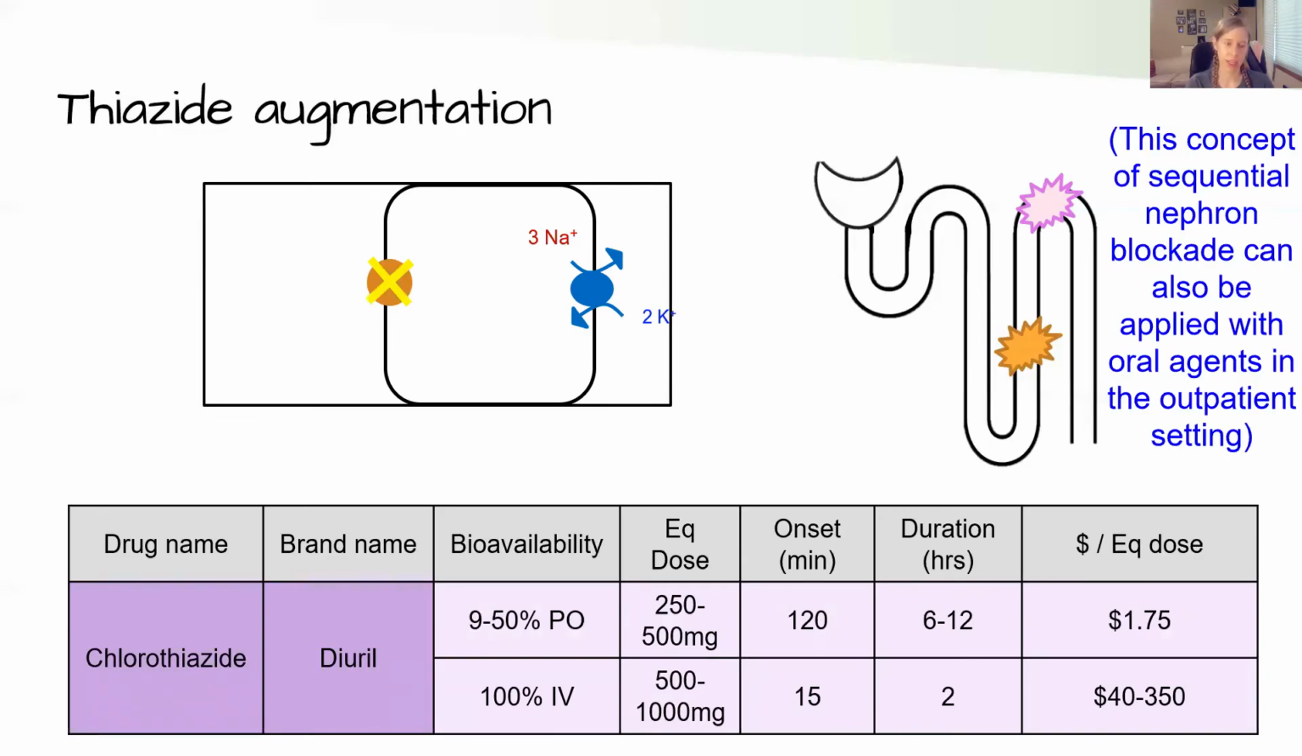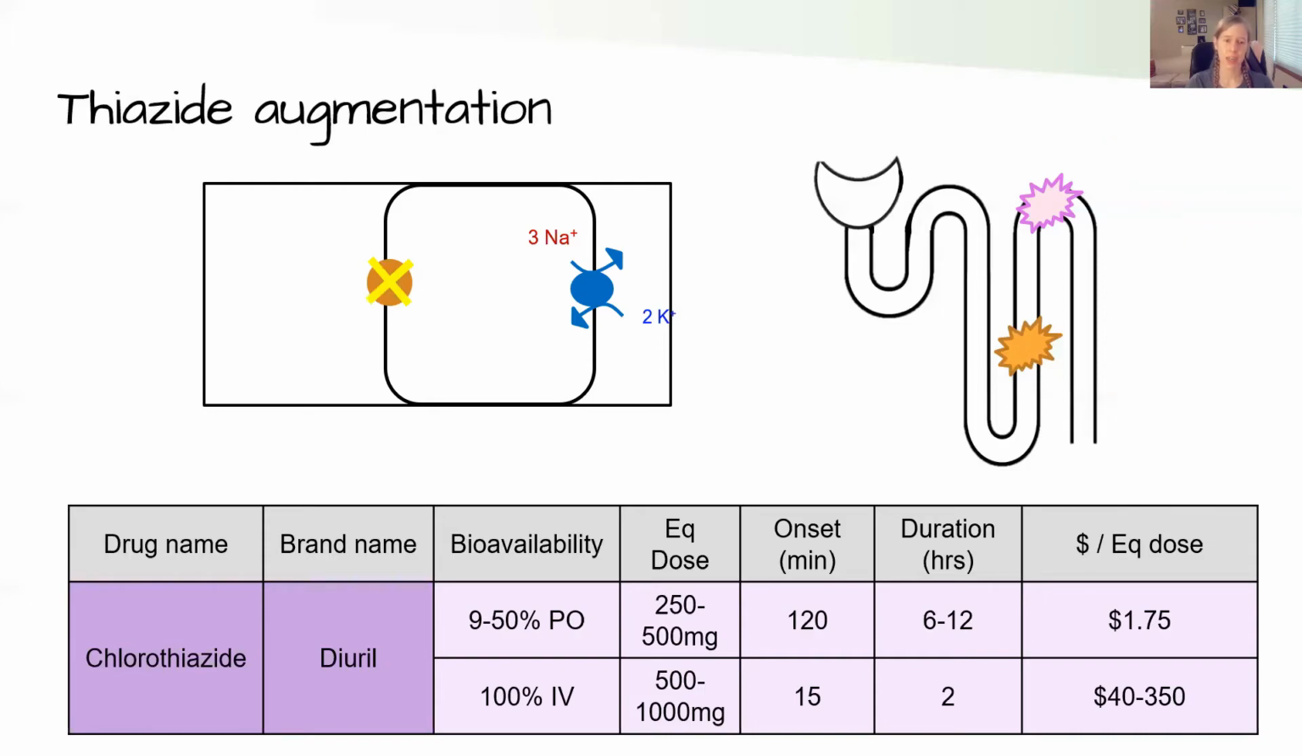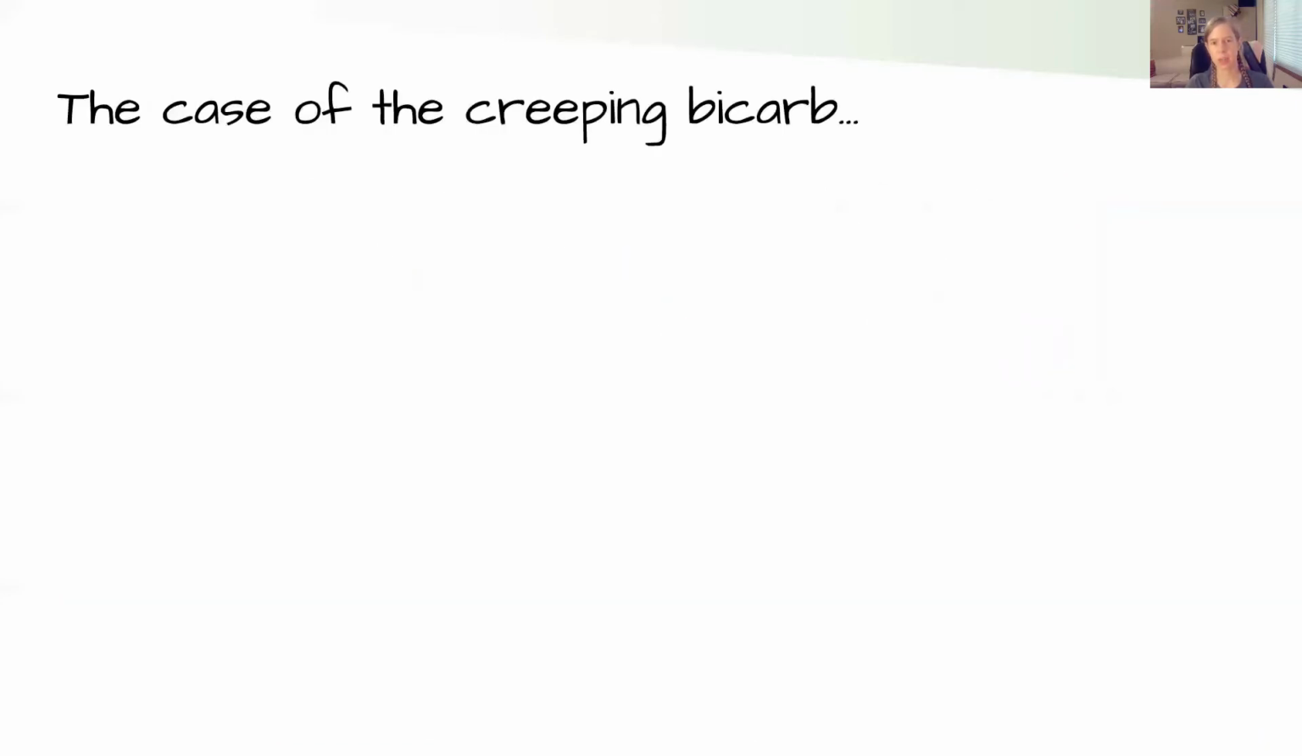When we're talking about an inpatient setting, we're really going to need an IV thiazide, most commonly chlorothiazide, or the brand name you'll hear is Diuril. One thing to note is that Diuril can be pretty expensive IV, so it's a good tool to be able to use, but don't reach for it if you don't have to. Next up, we're going to talk about the case of the creeping bicarb.